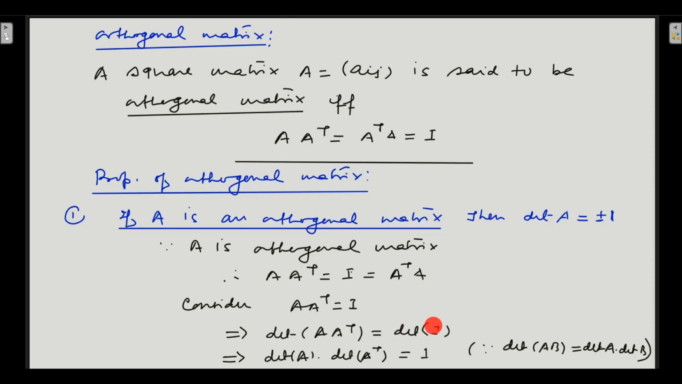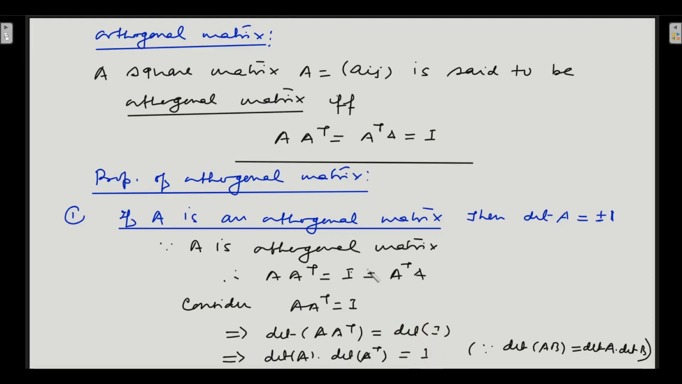Now, the determinant of the identity matrix is equal to 1. So the determinant of the identity matrix has been replaced with 1, and the determinant of A A transpose can be written as the determinant of A multiplied by the determinant of A transpose. How? By this particular property: the determinant of AB is equal to the determinant of A into the determinant of B. Similarly, the determinant of A A transpose will be equal to the determinant of A into the determinant of A transpose, and the determinant of the identity matrix is equal to 1.